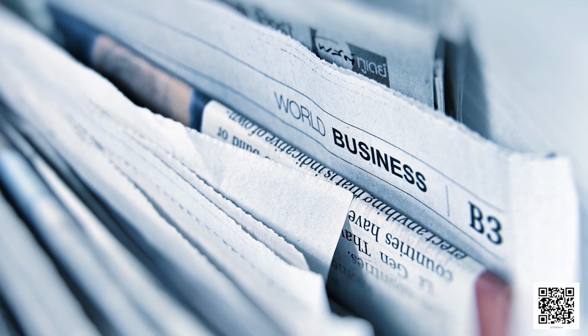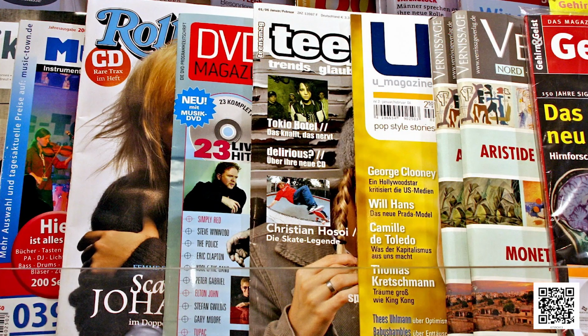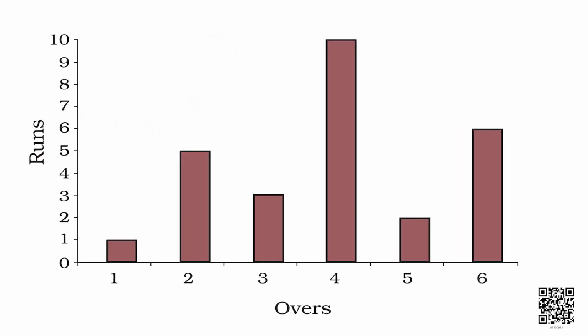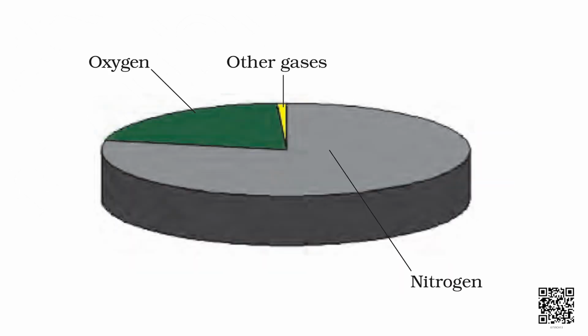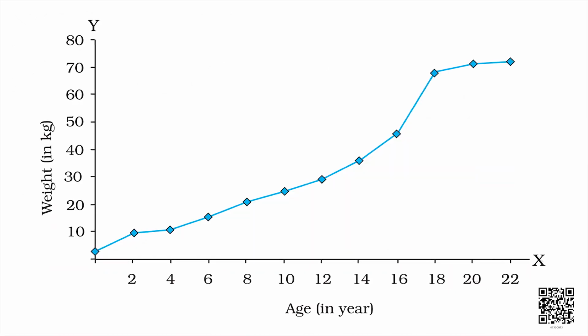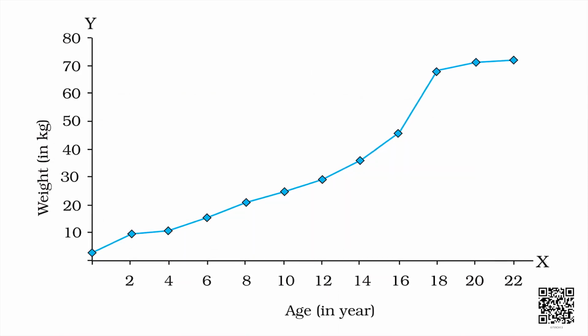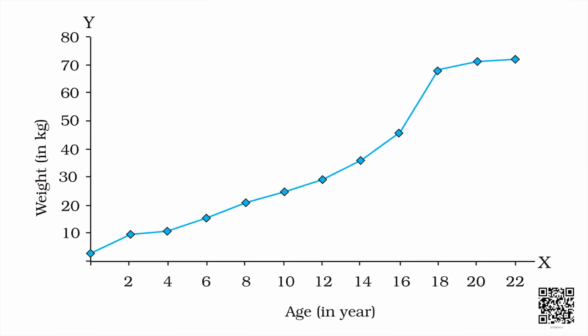So students, you might have seen that newspapers, magazines, etc. present information in various forms of graphs to make it interesting. The type of graph shown in this picture is known as a bar graph. Another type of graphical representation is a pie chart, as you can see in this picture. The graph shown in this figure is an example of a line graph, and the distance time graph is a line graph. So let us learn how to make such a graph.